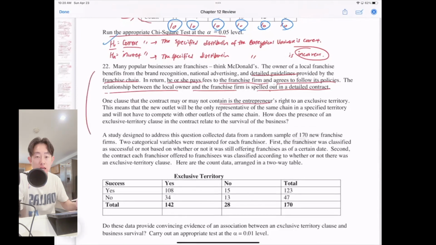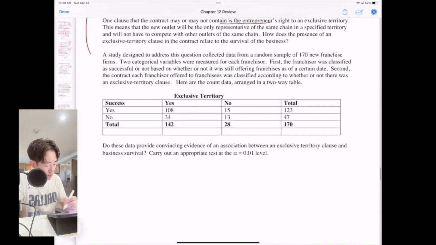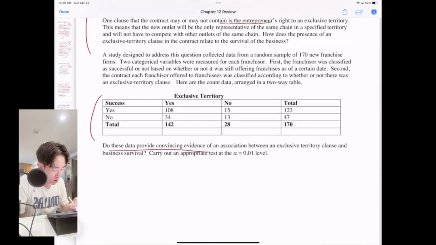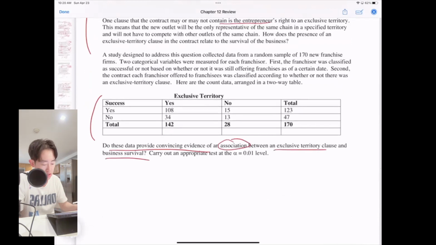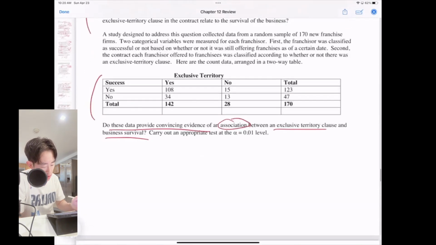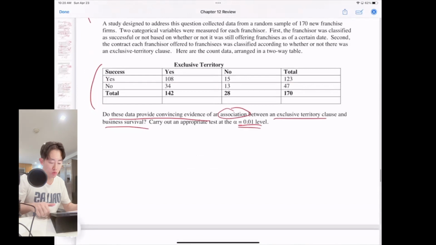There's a lot of detailed things, so I'm just going to go straight to this. Again, they're asking you to run a test. Do you believe that there's going to be an association between exclusive territory clause and business survival? Carry out a test at 0.01. We have a test for an association, so we're not testing for homogeneity. We are actually testing for independence/association.